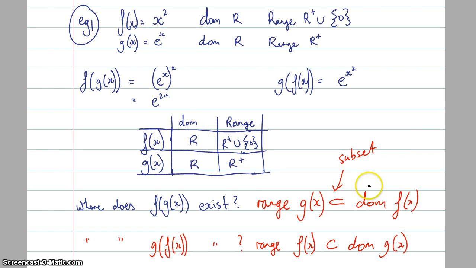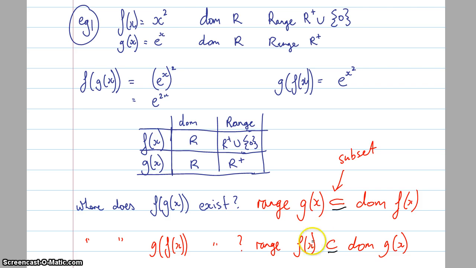It's a subset. This symbol on the side means it's a subset, or you can also have that as subset or equal to. So they can be the exact same thing, but r plus does fit into r because r is bigger than r plus. So what we can say is that this graph here, f of g of x, exists everywhere.